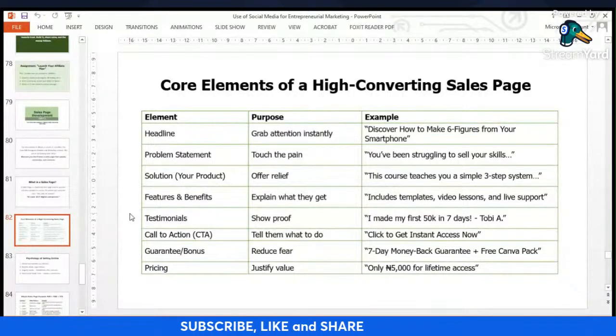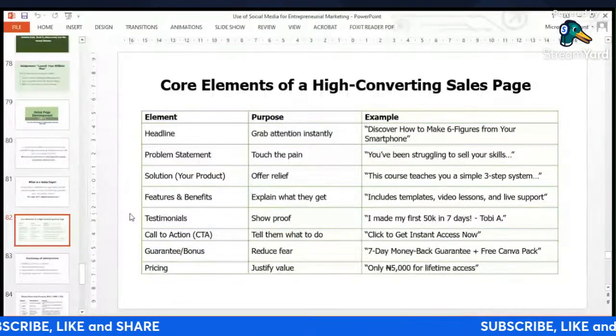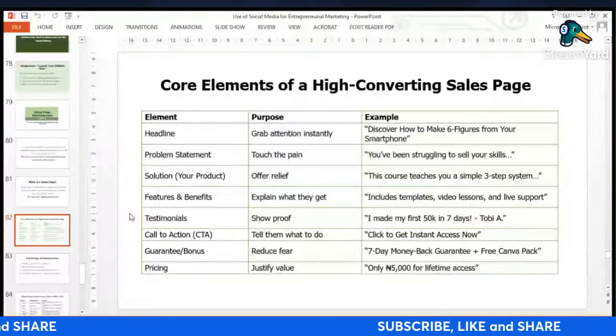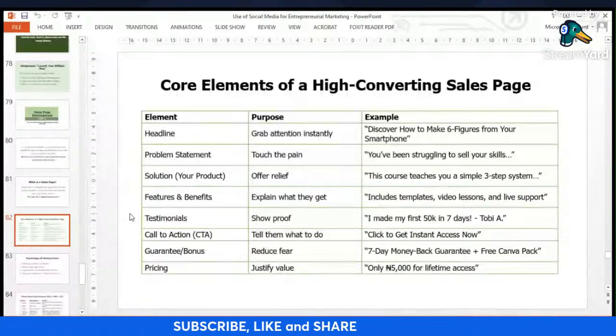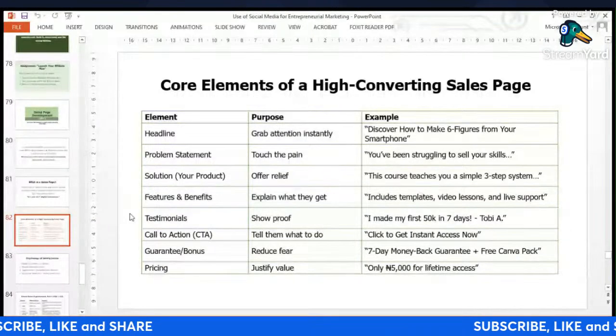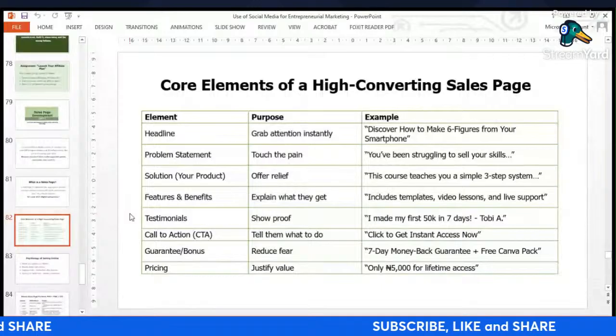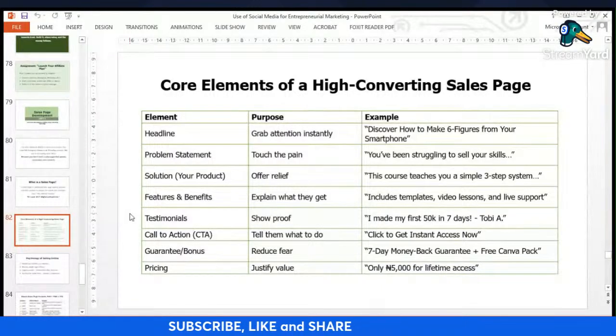Somebody will see that and say, okay, let me move on. So when you have the headline, you also have the problem statement. You're sharing stories, you're sharing experience. You're starting with how you struggled to sell your skill, how you were just trying to beg people to be able to pay you, and then you're doing all of that.